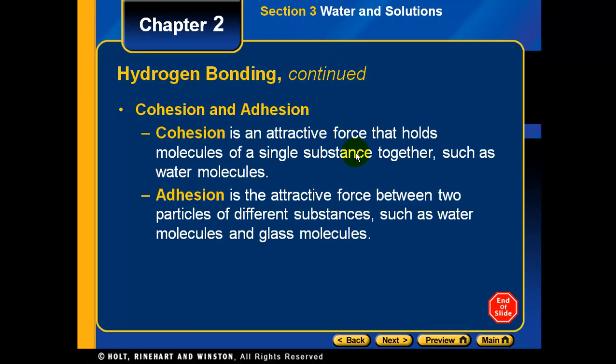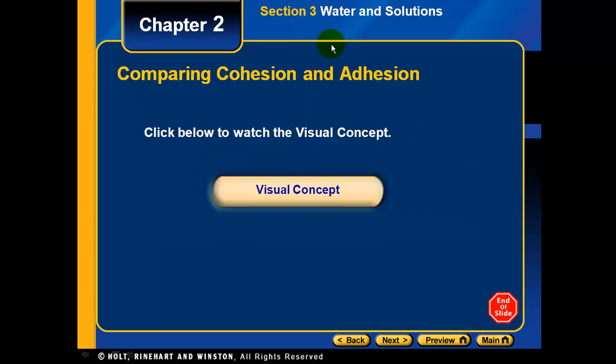Through hydrogen bonding and polarity, we get cohesion and adhesion. Cohesion is an attractive force that holds molecules of a single substance together, such as water molecules. So water attracted to water is cohesion, where adhesion is like water being attracted to something else. Adhesion is the attractive force between 2 particles of different substances, such as water being attracted to glass. Okay, we're going to watch a clip.